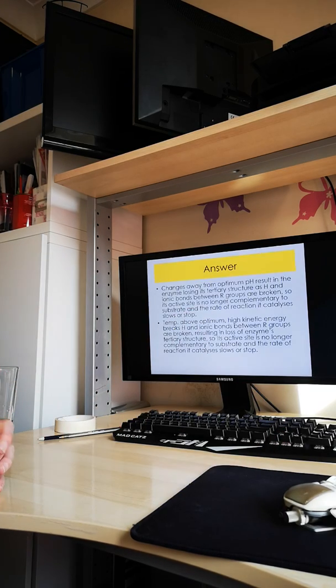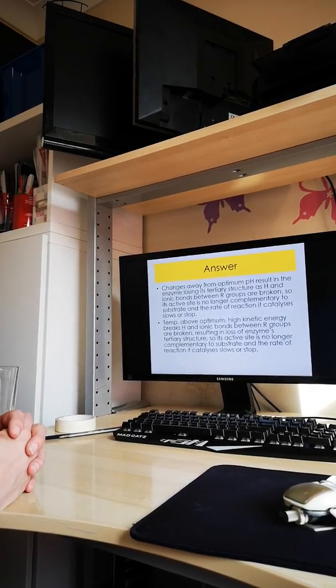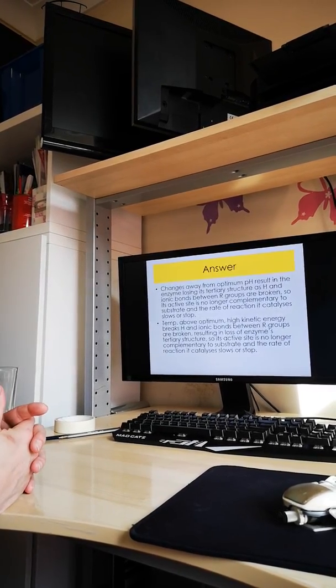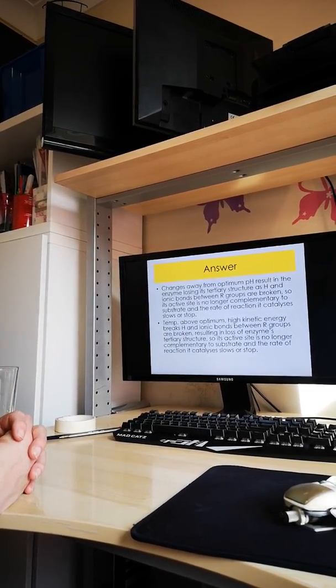Okay, so thinking about pH first of all. A change away from the optimum, in either direction, acidic or alkali, results in the enzyme losing its tertiary structure. So that means hydrogen and ionic bonds are broken between the R groups, and its active site is no longer complementary to the substrate, and the rate of reaction, or whatever reaction it catalyzes, slows and stops.